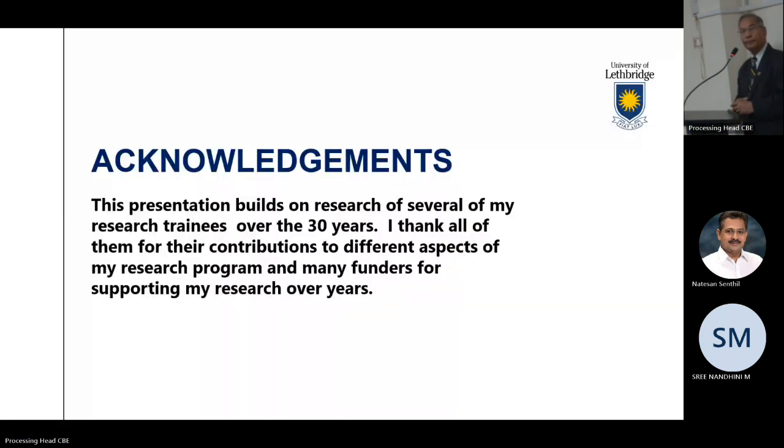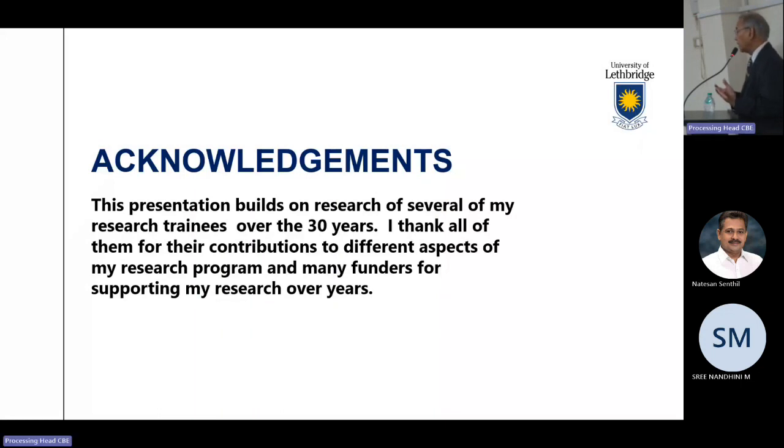Next. First I want to start by acknowledging that what I'm going to summarize today is the research done over the past 30 years by many of my graduate students, both masters and doctoral students, and also postdoctoral fellows or research associates. In general terms, I use the term research trainees over the past 30 years. Their work has been a tremendous contribution to my research program, so I certainly thank them for their contribution.